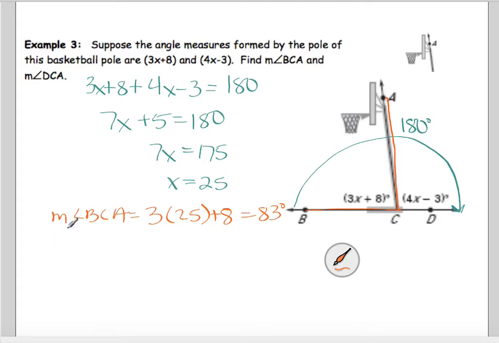The M in the front means we're going to say the measurement of it, versus if you just put the angle symbol, that's just you naming the angle, not talking about its measure. So that's why you see the M in the front.